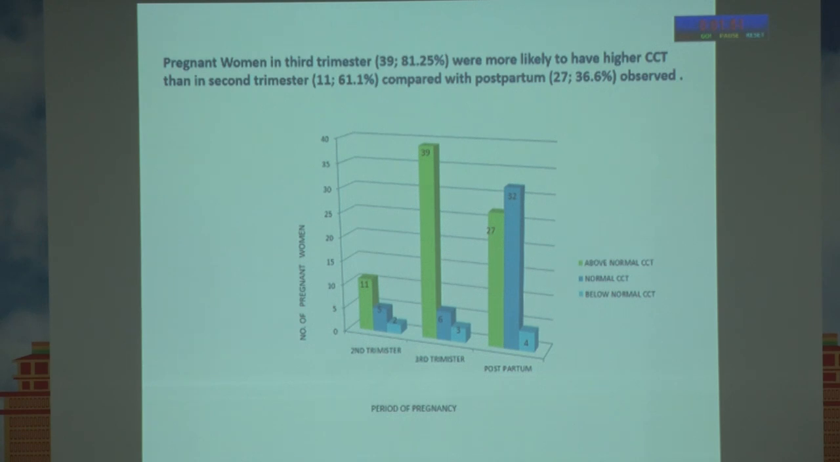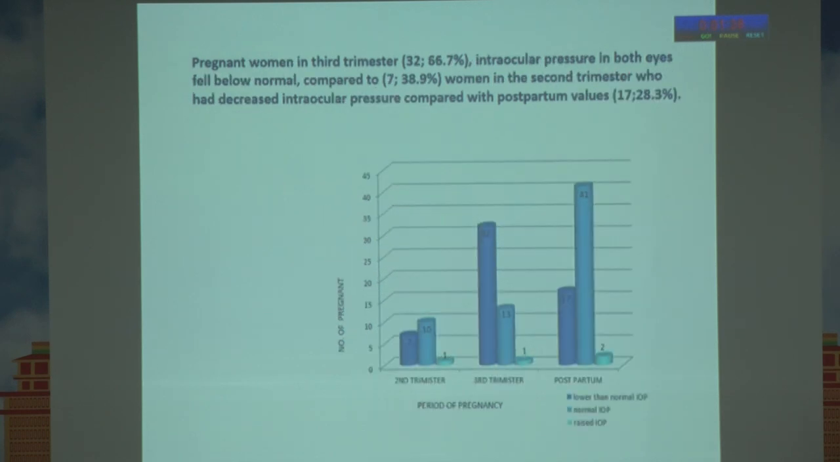Pregnant women in the third trimester, that is 39 out of 48, 81.25%, had higher CCT values above normal, and in the second trimester 11 out of 18, that is 61.1%, had above normal CCT, compared to postpartum, where 27 out of 60, 36.6%, had above normal. In the third trimester, 32 out of 48, 66.7%, had IOP below normal, and 7 out of 18, that is 38.9%, of women in the second trimester had IOP below normal. In postpartum values, we saw that the IOP gradually increased.